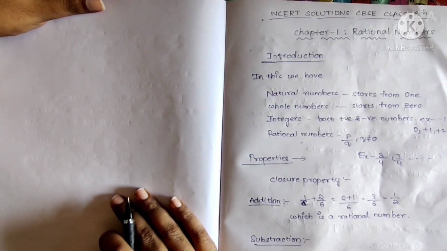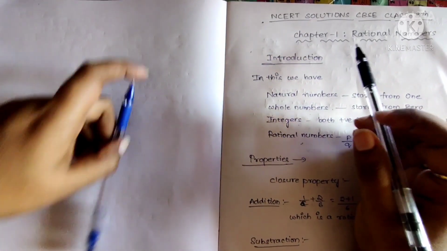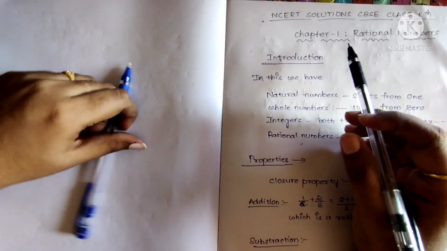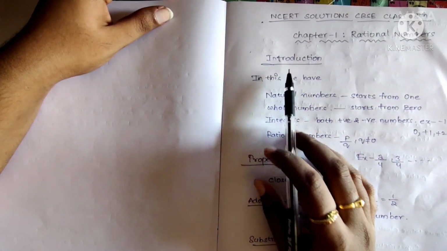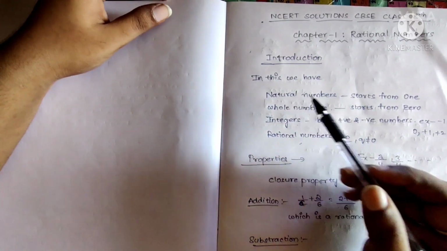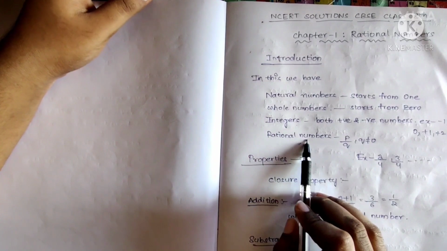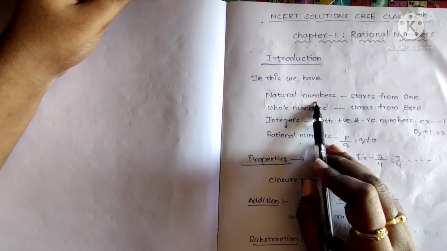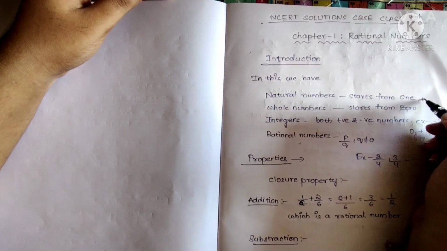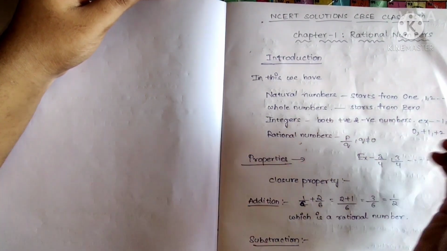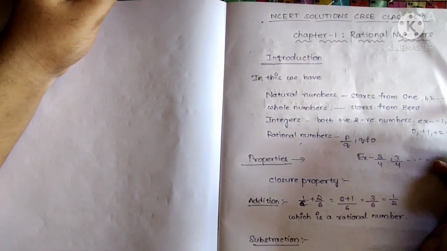Today we are going to discuss NCERT solutions CBSE for class 8th chapter 1 rational numbers. Now let us see the introduction of the chapter. In numbers we have natural numbers, whole numbers, integers, rational numbers. Natural numbers are nothing but the numbers that are starting from 1. For example, 1, 2, 3 and so on.